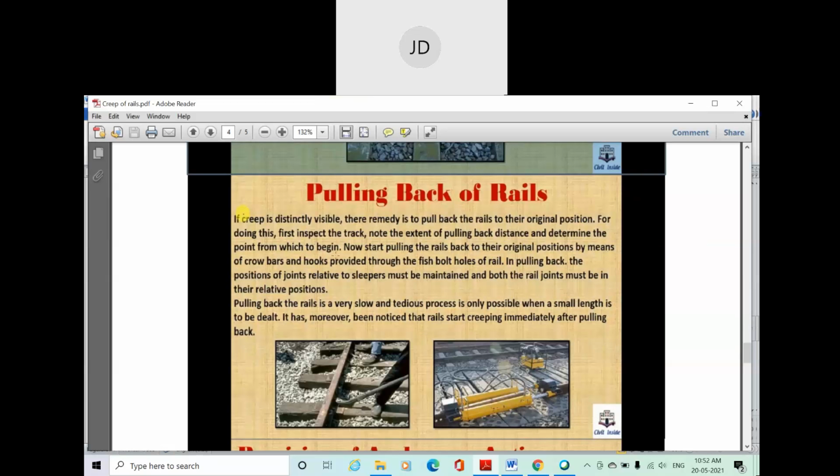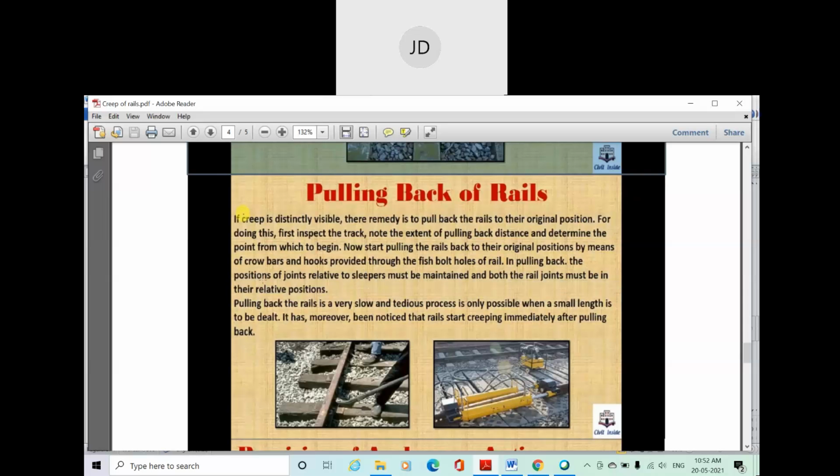For doing this, first inspect the track. Note the extent of the pulling back distance. How much distance you need to pull back has to be pre-decided. Then determine the point from which it began. Now start pulling the rail back to its original position by means of crowbars and hooks provided through the fish bolt holes of the rail.